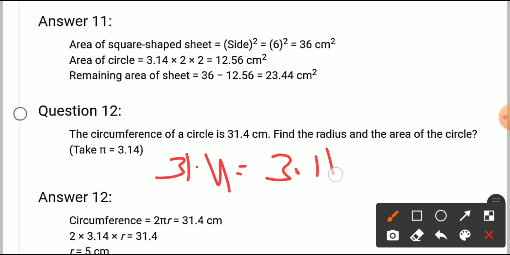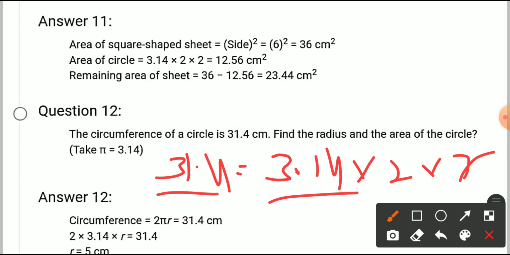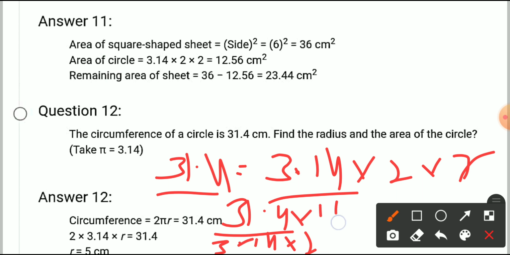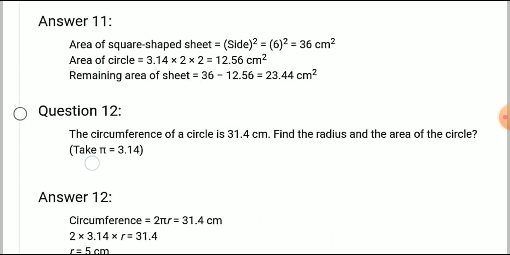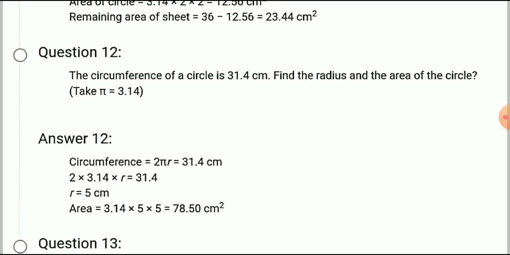31.4 equals 3.14 into 2 into r. Why am I saying intelligently? Because here we have the same numbers but the difference is only the decimal. So 31.4 and this will lie here on the ground, 3.14 multiplied by 2. If you remove this decimal you will get 100, and if you remove this you will get 10. Okay, 314 totally cancelled, 10 and 0 cancel. Now you will have only 10 upon 2, which is 5. So radius equals 5 centimeter. Then you need to calculate the area. So the area is 78.50 centimeter square.